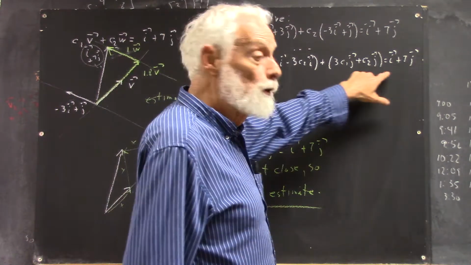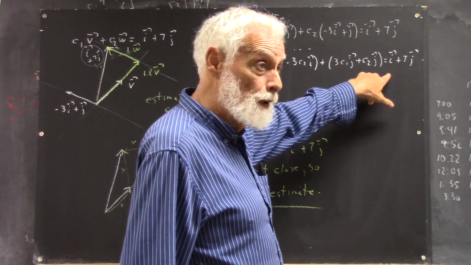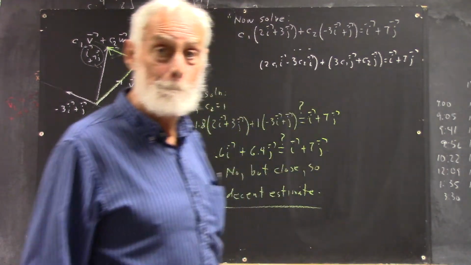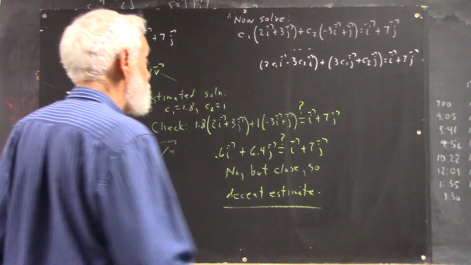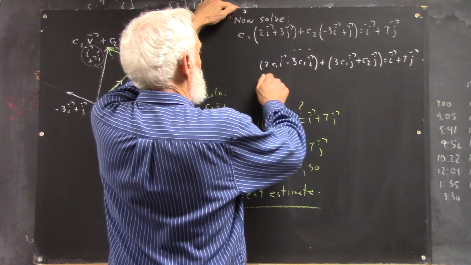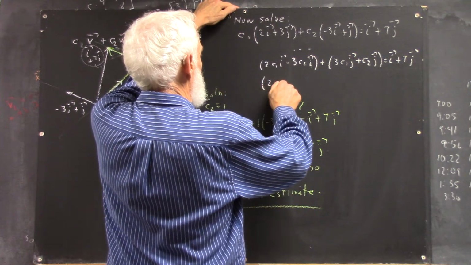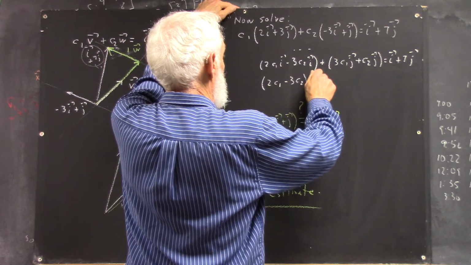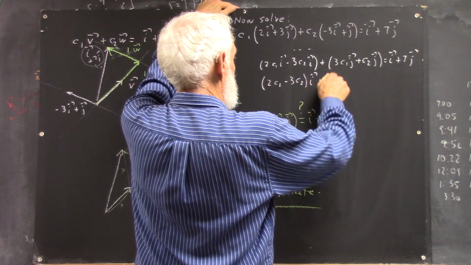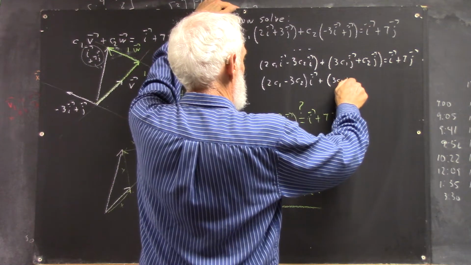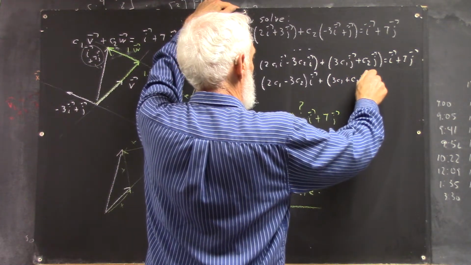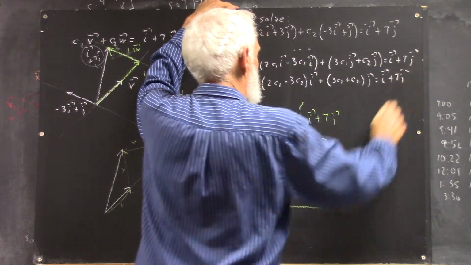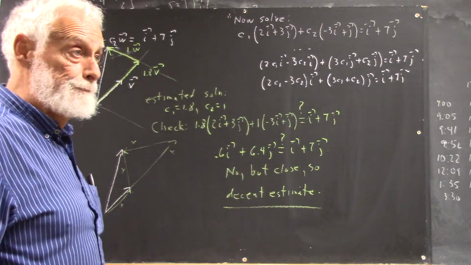You collect like terms. You collect i's with i's and j's with j's because they don't mix. Okay? So then you have, and I didn't really need to write out that step, I could have just written out directly this. Right? That makes sense?